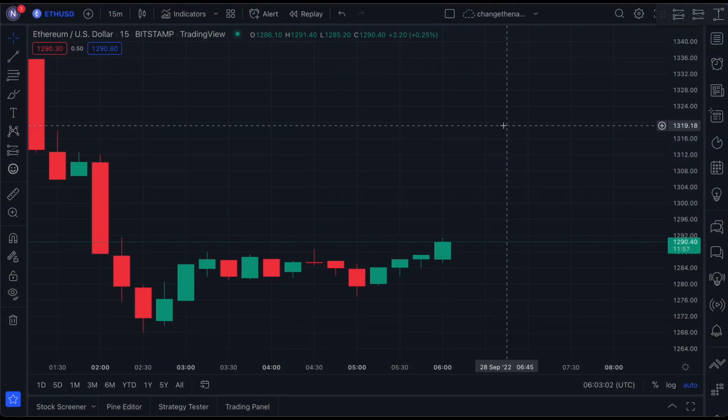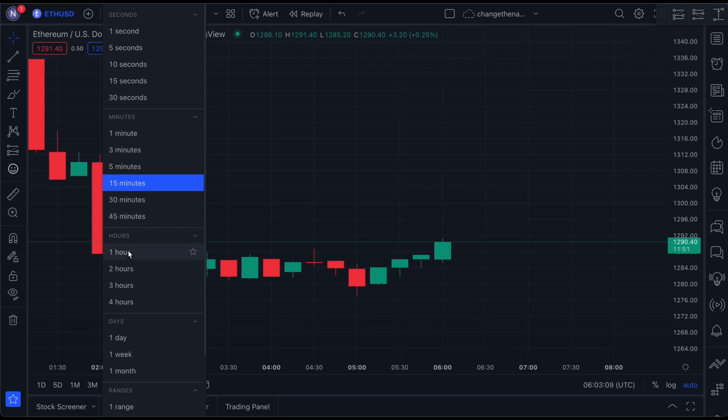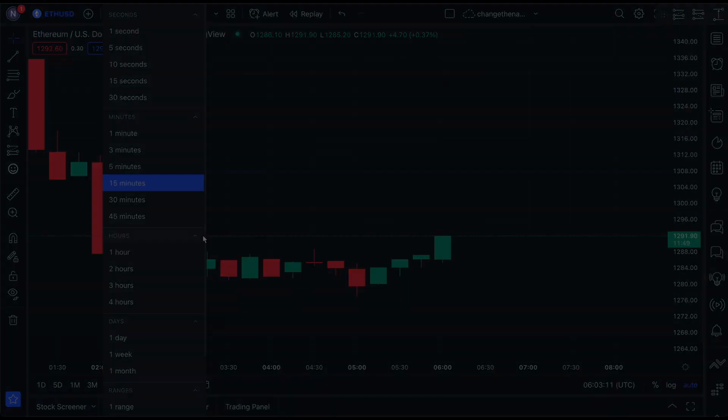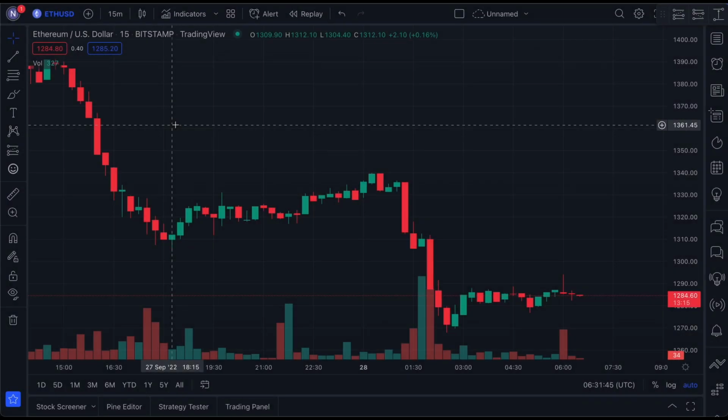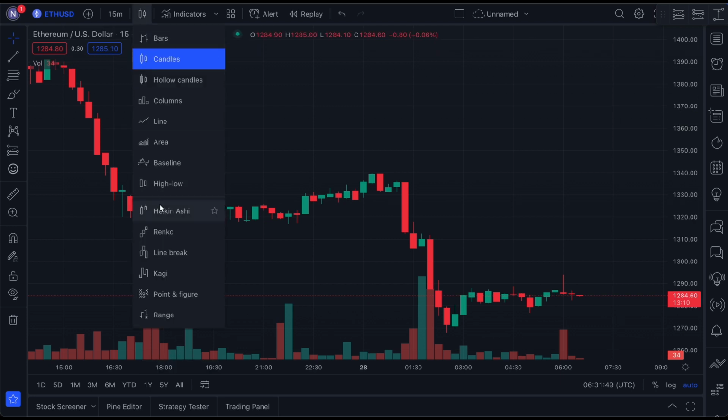Okay, so here we're currently looking at the price of Ethereum USD on a 10-minute time frame. This strategy will also work on a higher time frame such as 5, 10 or even 15 minutes, all the way up to an hour chart. Alright, before we add our indicator to the chart, we need to just switch the candlesticks from Japanese to Heikin Ashi.